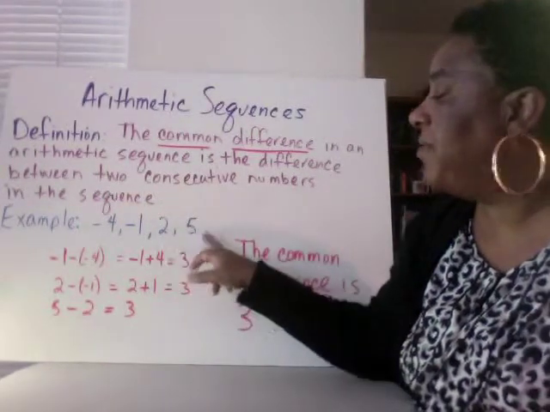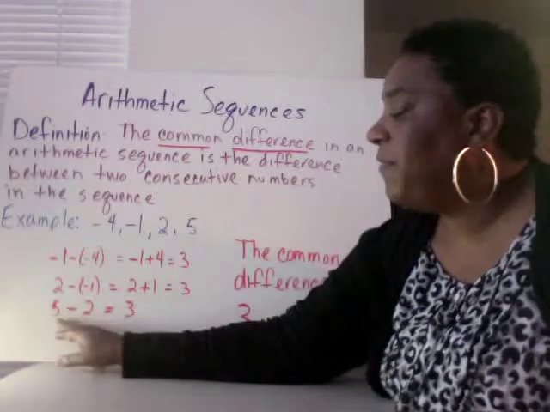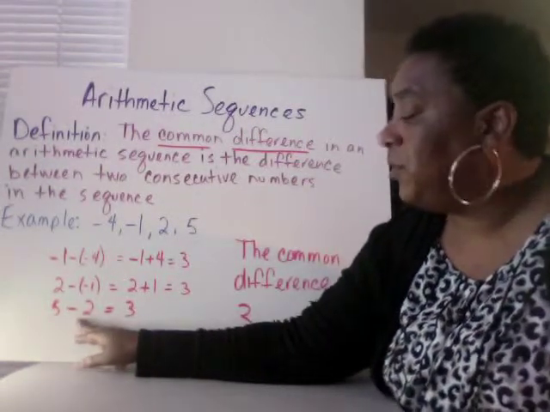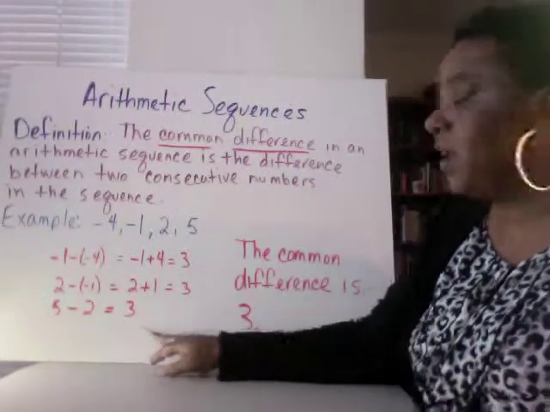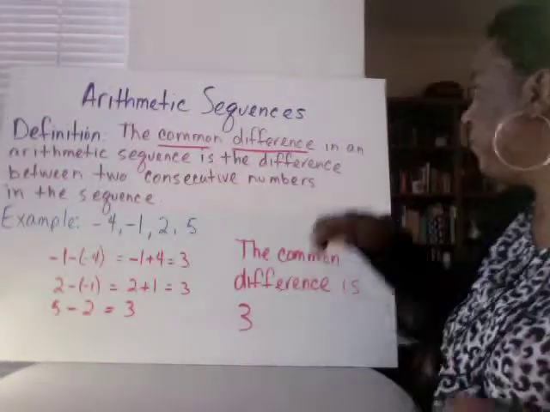Now let's look at the next two numbers and find the difference between them. We write 5 minus 2 equals 3. So the common difference of this arithmetic sequence is 3.